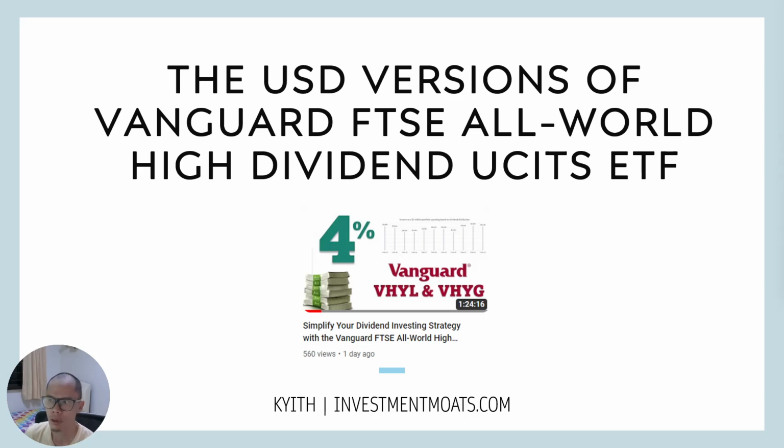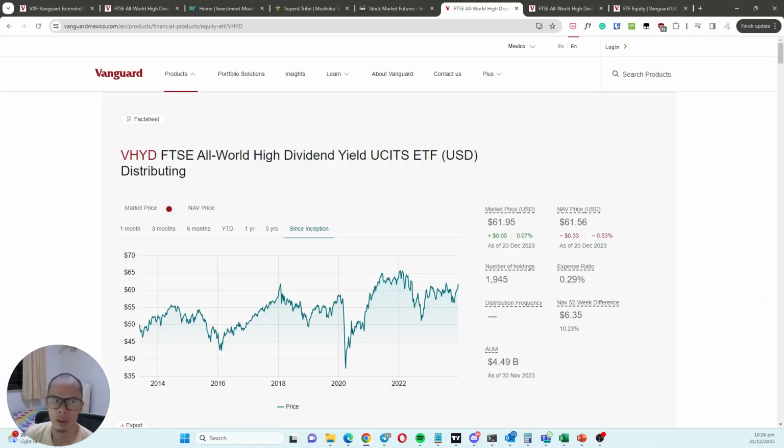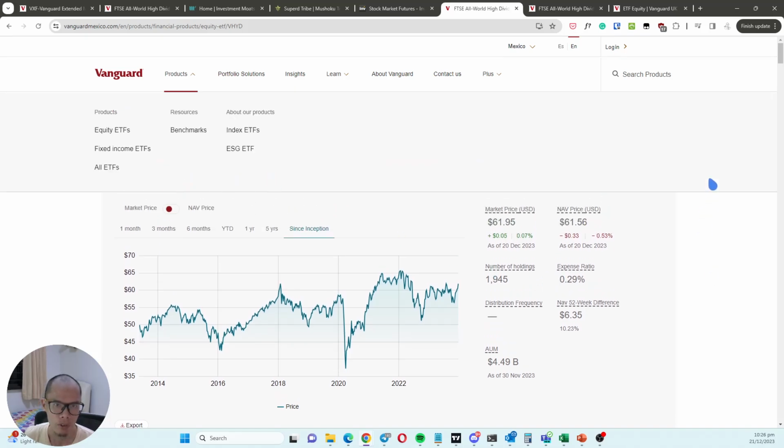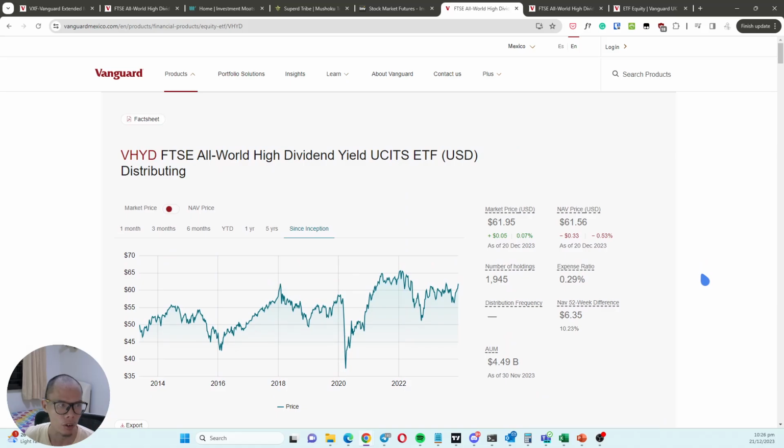So if we take a look at this, this is the VHYD. VHYD is the FTSE All World High Dividend Yield UCITS ETF. As you can see over here, this is a USD, and then this is the distributing version, which is the version that will give out a dividend.